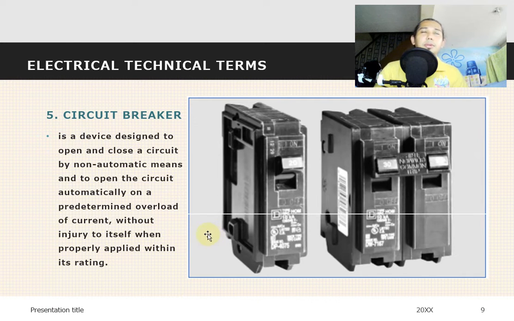Next here is what we call the circuit breaker. Our circuit breaker is a safety feature of our panel board. If an appliance from the kitchen blows up, the other parts of the house will not be affected, your TV will not be affected, if you have a circuit breaker. It automatically breaks when there is an overload of current from certain equipment or electrical appliances. So it's a safety feature.